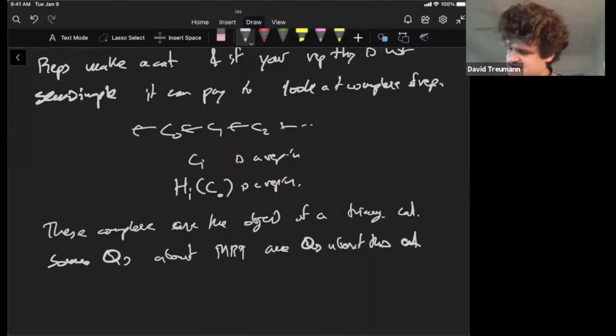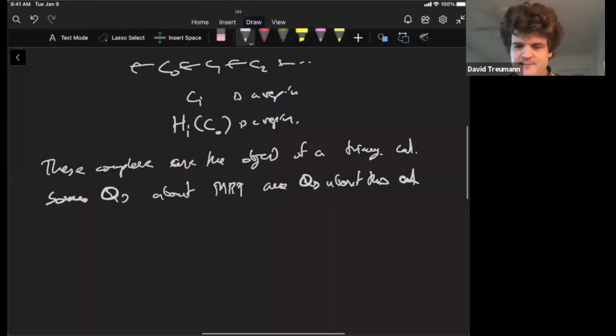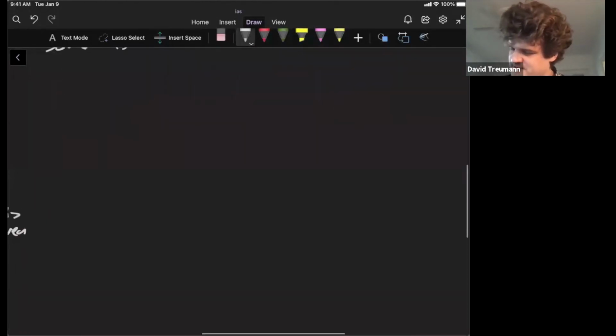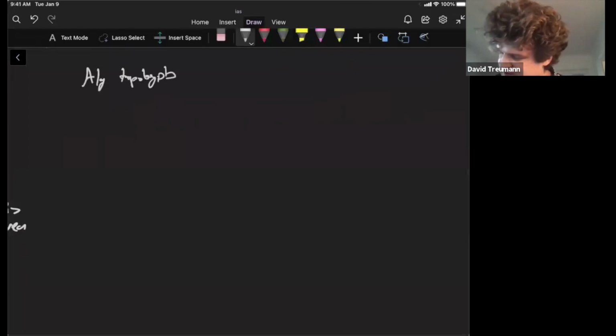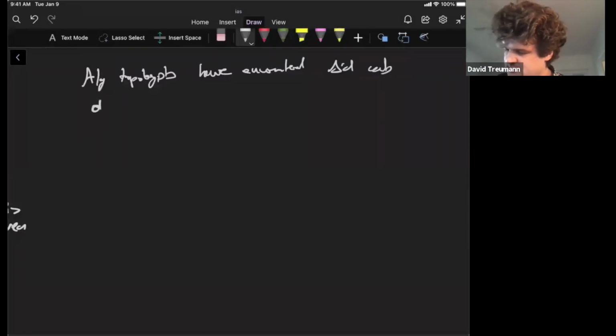So long ago, algebraic topologists for a long time have been encountering triangulated categories of a different nature. The objects are not complexes of anything.